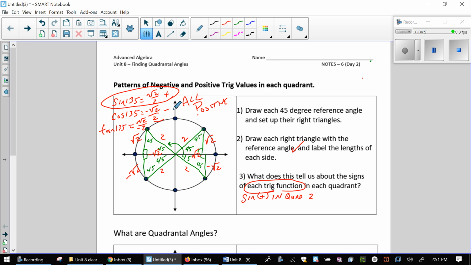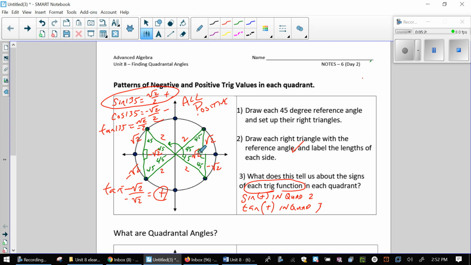When I go to quadrant 3, notice the x is negative, the y is negative. And that gives me tangent is going to be opposite, which is negative root 2 over negative root 2, which ends up being positive. So sine is positive in quadrant 1 and 2. Tan is positive in quadrant 3. And I bet you guys can guess then which one would be positive in quadrant 4.